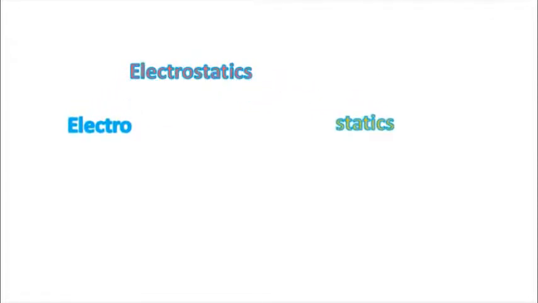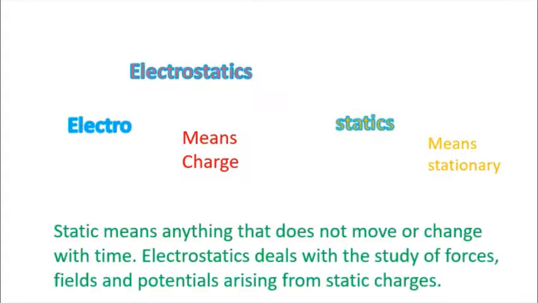Electrostatics. Electro means charge. Statics means stationary. Electrostatic means charges at rest. Electrostatics deals with the study of force, fields, and potentials arising from static charge.